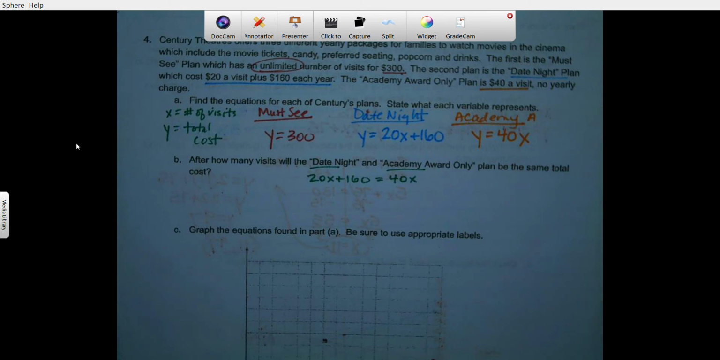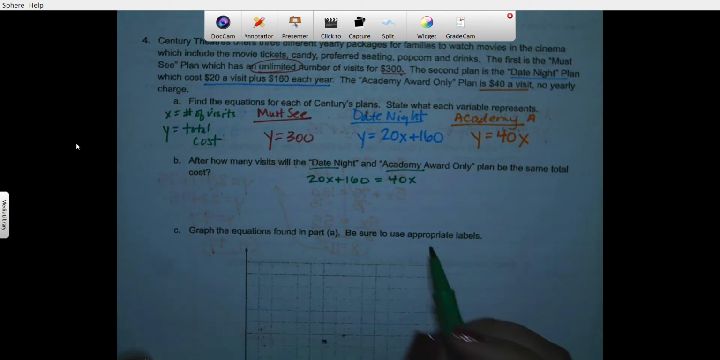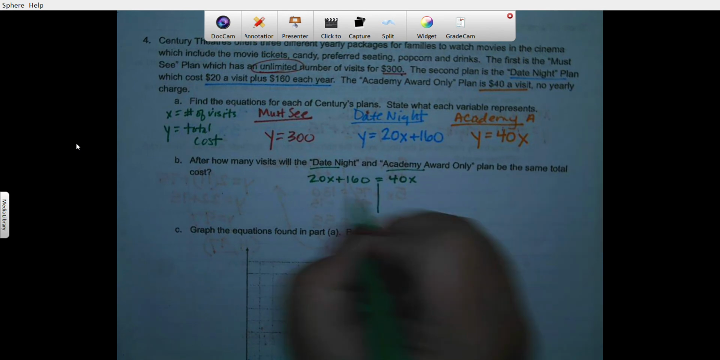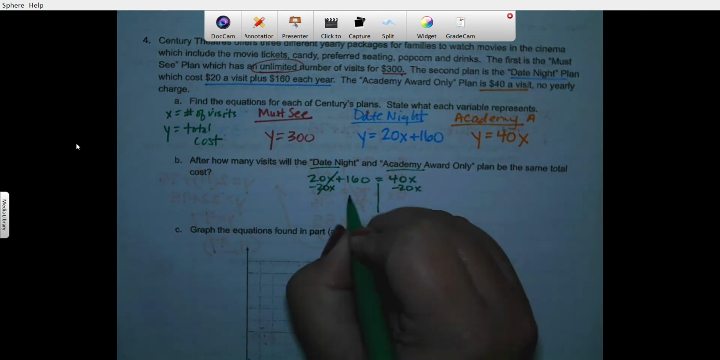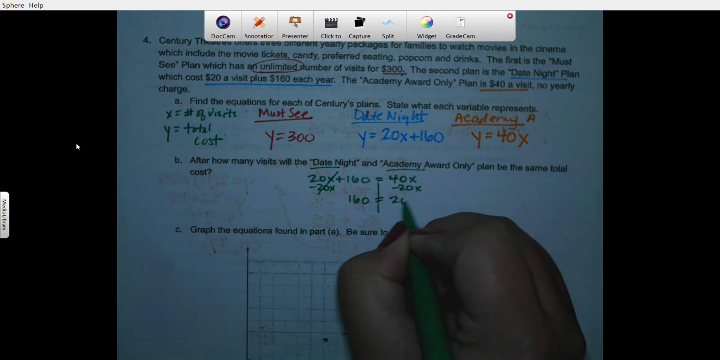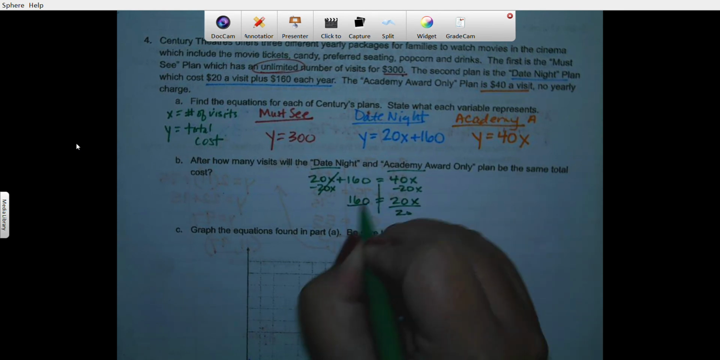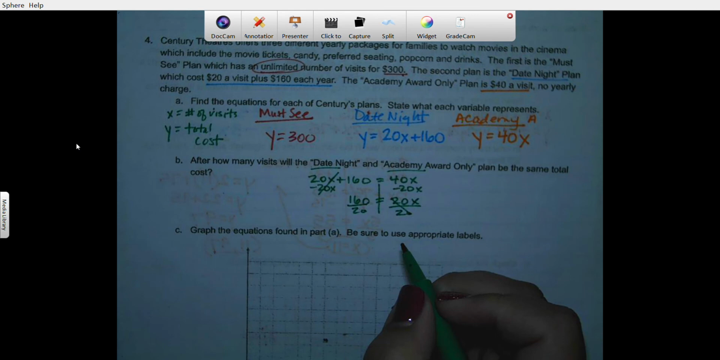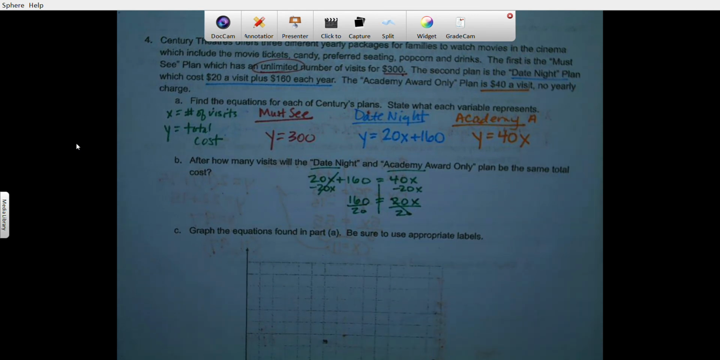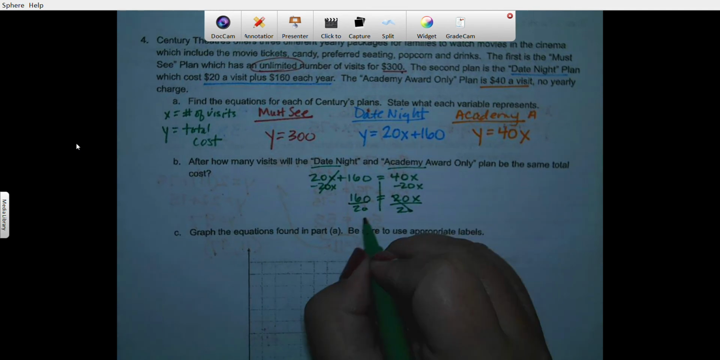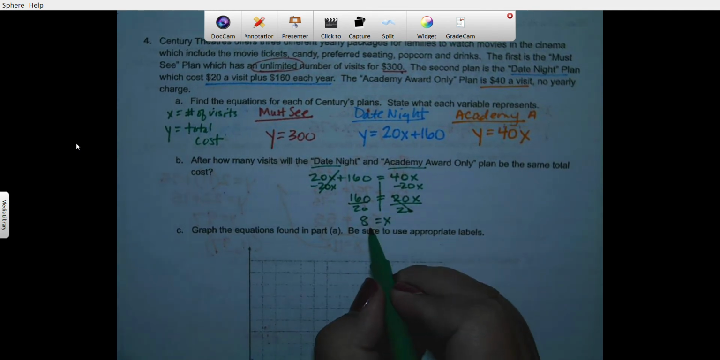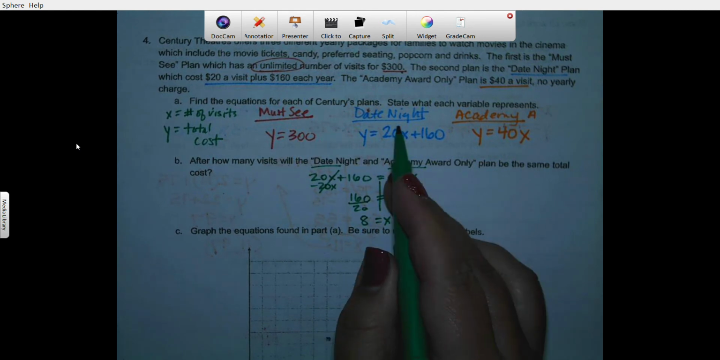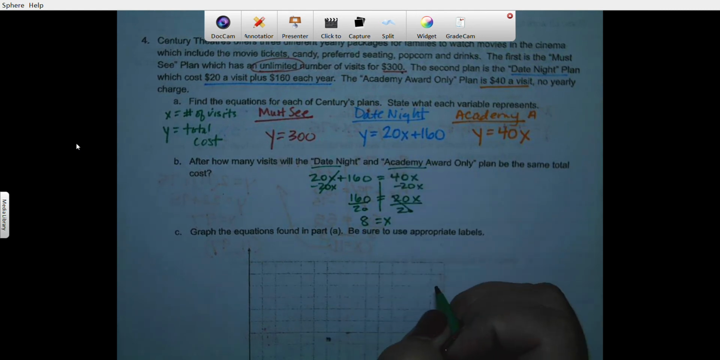I'm just checking around. So I'm now going to solve for x. So I'm going to subtract 20 and then divide by 20 and 160. 160 divided by 20 is equal to 8. So that means at 8 visits, the date night and the academy awards will be exactly the same.